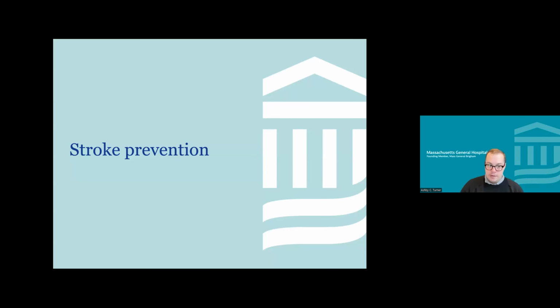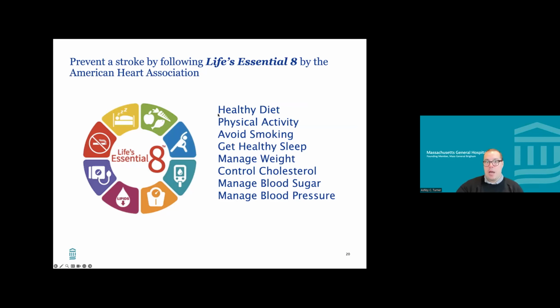So how can we prevent stroke? This is one way of looking at it. This is from the American Heart Association's Life's Essential 8. So it includes a healthy diet, physical activity. The American Heart Association recommends targeting 150 minutes a week of exercise. And that could include walking in the neighborhood. It doesn't have to be something strenuous. It could be going for a walk, bike ride, hiking, pickleball, swimming, weights, just some sort of physical activity.